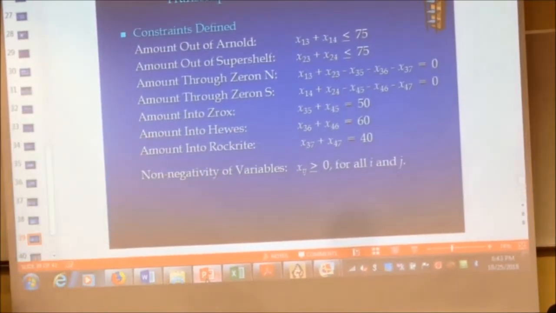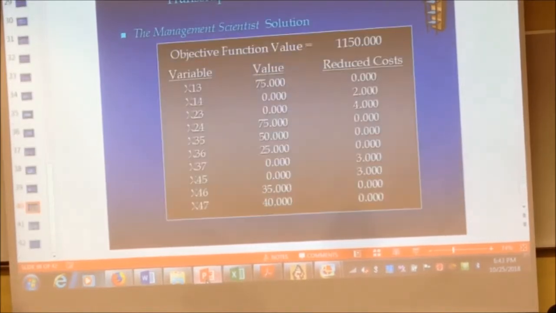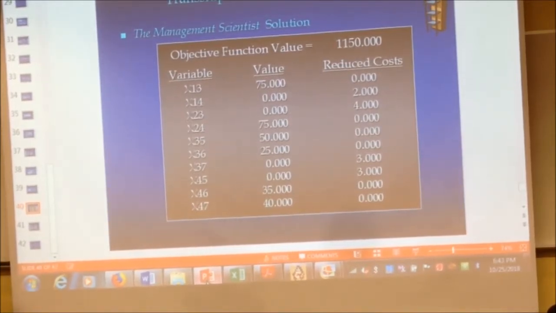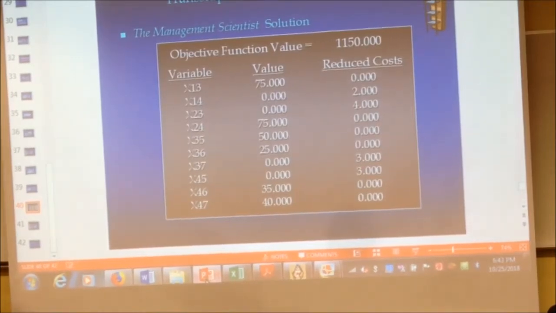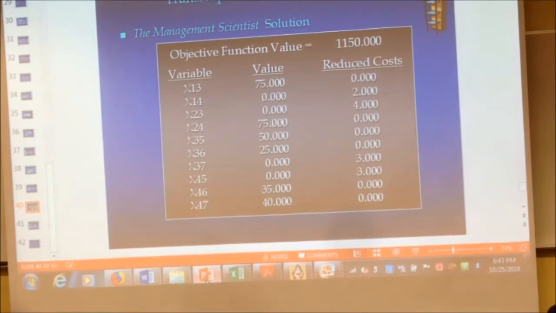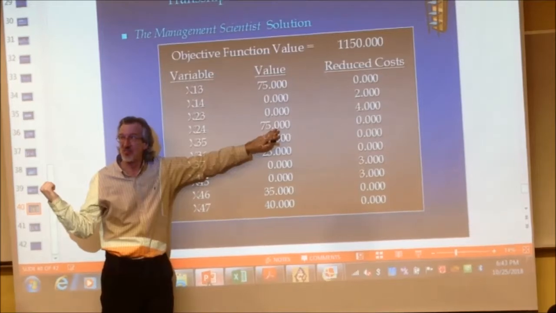My question for you is, how many are we going to order from Super Shelf to our southern location? How much time do you need before I flip this? You ready? I'll say it again. How many are being shipped from Super Shelf to our southern location? I've got to think a minute. Okay, how many? 75, because I said Super Shelf, which is node 2, going to our southern location, which is node 4. So you jump over here to x24, and you see 75 are being shipped from Super Shelf.